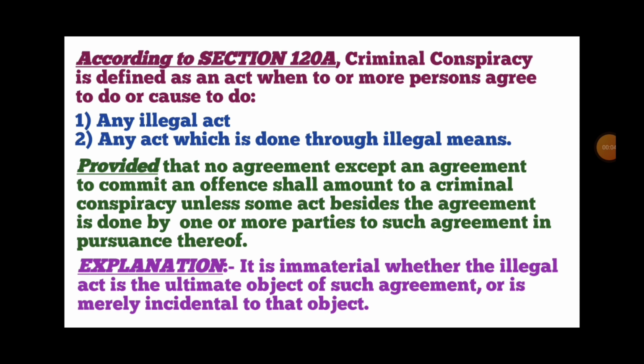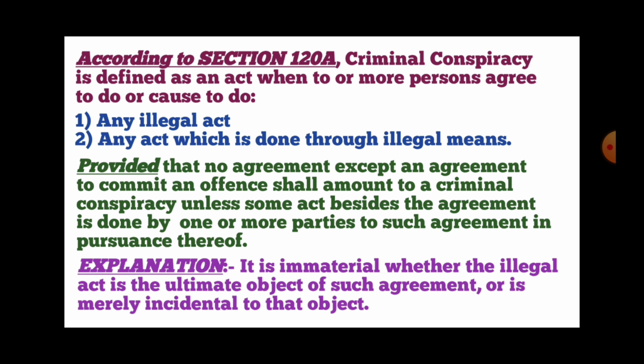Now we will discuss the definition of criminal conspiracy which is given under Section 120A of the Indian Penal Code, which says criminal conspiracy is defined as an act when two or more persons agree to do or cause to be done any illegal act or any act which is done through illegal means. Which means according to Section 120A, when two or more persons commit any unlawful act or any illegal act or any legal act which is done through illegal means, then it amounts to the offence of criminal conspiracy.